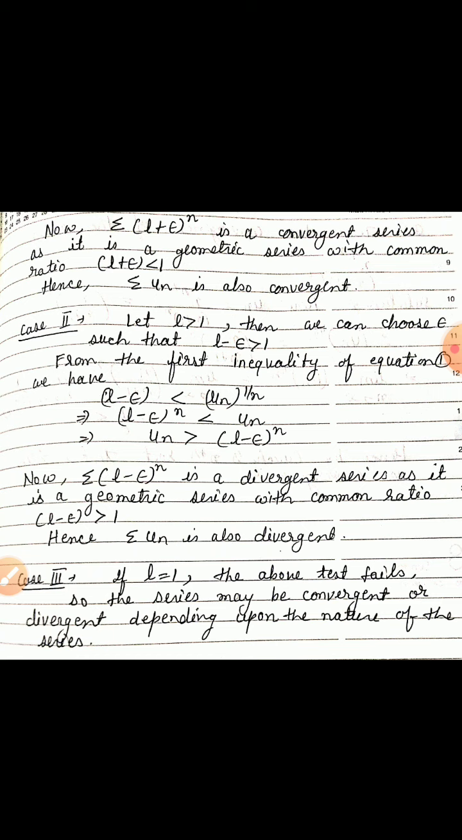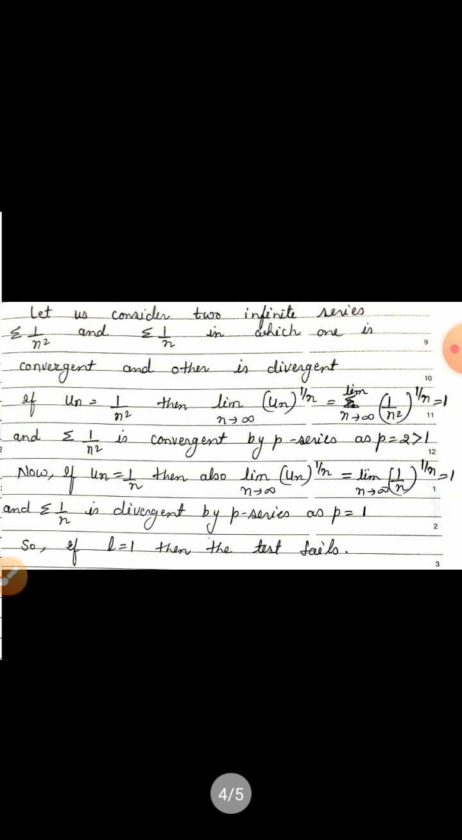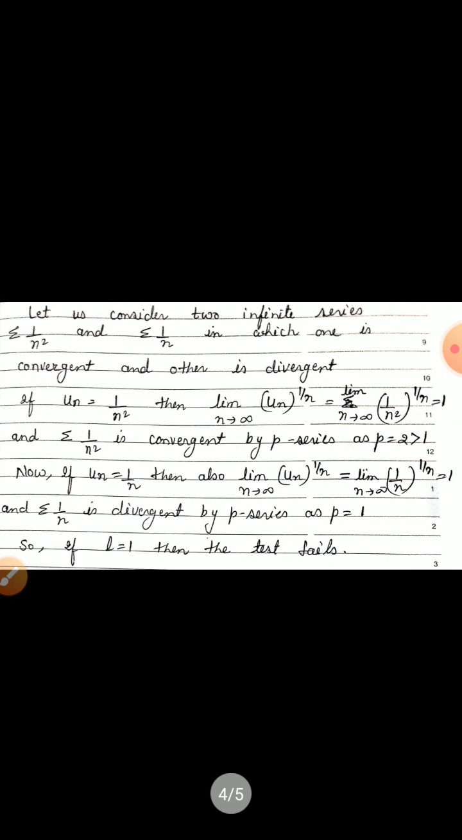Case 3, if L is equal to 1, the above test fails, so the series may be convergent or divergent depending upon the nature of the series. Let us consider two infinite series, summation 1 by n square and summation 1 by n, in which one is convergent and the other is divergent.